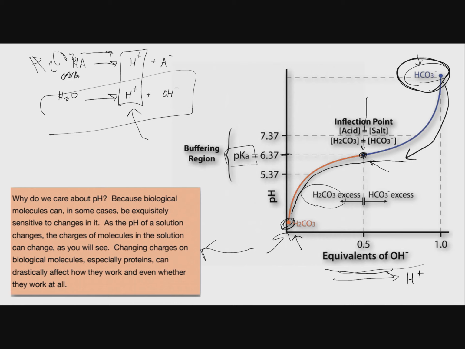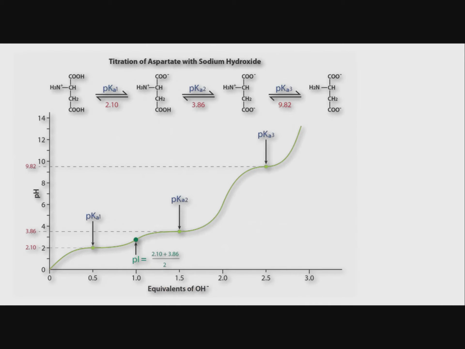If a buffer has more than one pKa, and I do have an image to show you, some acids have more than one pKa, and some of our amino acids are also going to be the same way. Then each pKa region will display its own buffering behavior. So you can see here, this is aspartate, it's an amino acid. It actually has 3 pKa's, so 3 different regions in which it'll buffer.